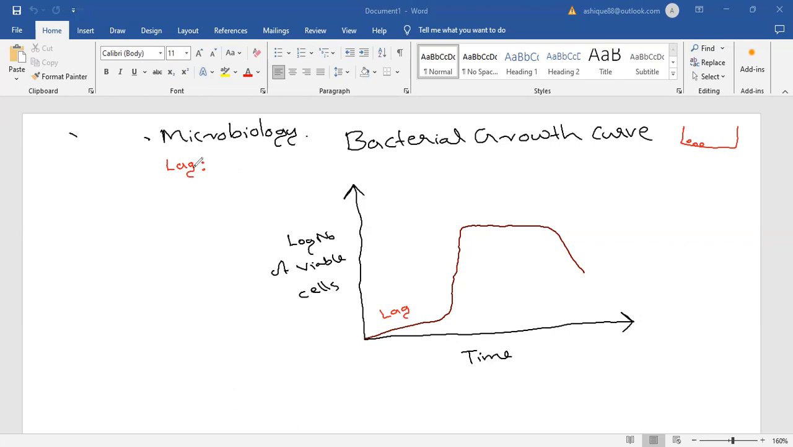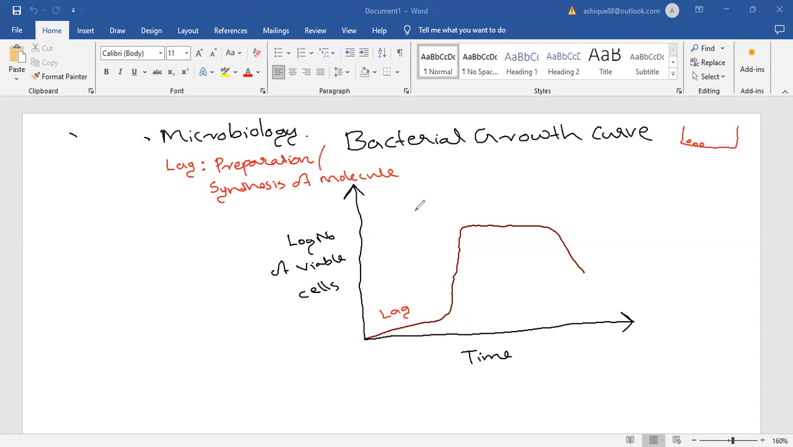During this phase, preparation or synthesis of molecules occurs. So the first phase is known as the lag phase. During the lag phase, the bacteria will be preparing the molecules which are responsible for their growth.